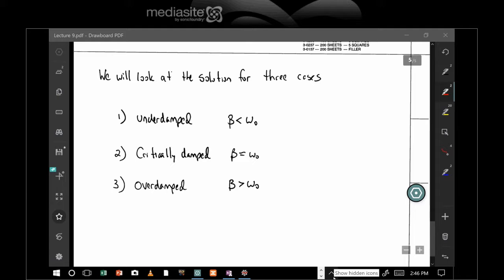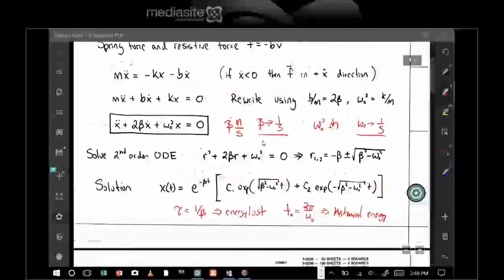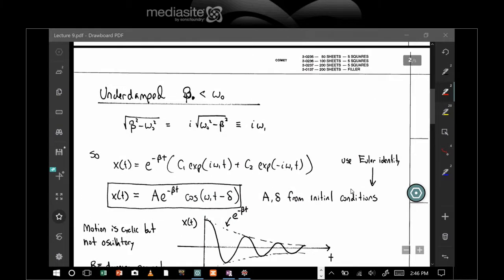Let's take a look at the underdamped solution. Going back, this is my generic solution here, completely generic. Now I'm going to look specifically at the argument of these for those 3 cases. The first case is where beta is less than omega naught. Since this is a smaller number than this, I'm going to get a completely imaginary number.